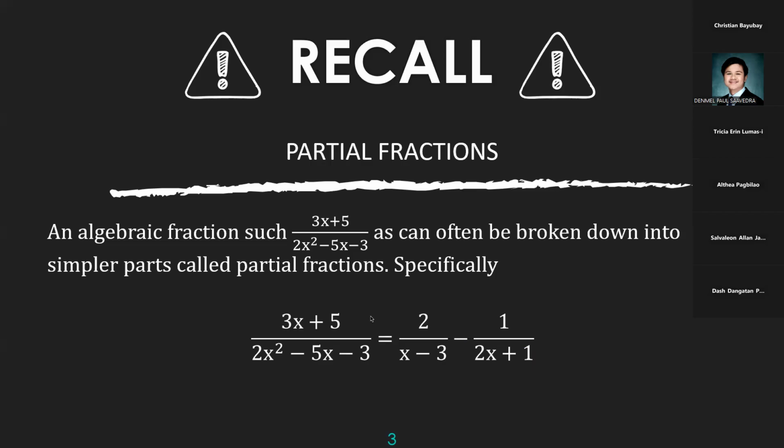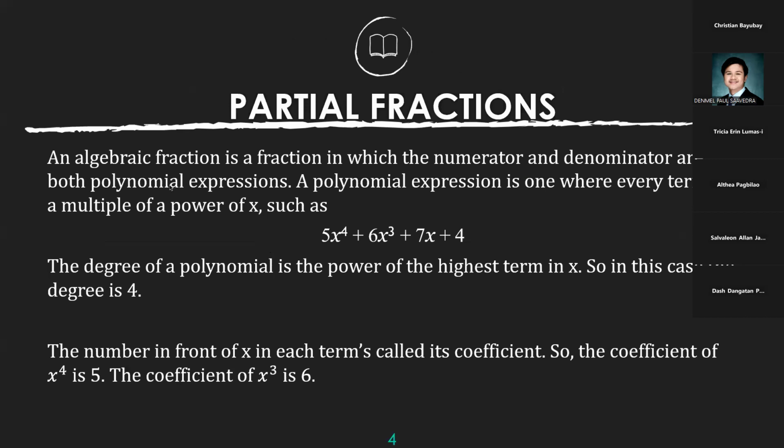So for now, again, this is the polynomial, let's say numerator and denominator polynomial, and then divided into partial fractions. An algebraic fraction is a fraction in which the numerator and denominator are both polynomial expressions. A polynomial expression is one where every term is a multiple of a power of x, such as 5x raised to 4 plus 6x cubed plus 7x plus 4. Remember in EngMath that we have the so-called monomial, which is just one term, binomial is two terms, trinomial is three, and three and above is called polynomial or multinomial.